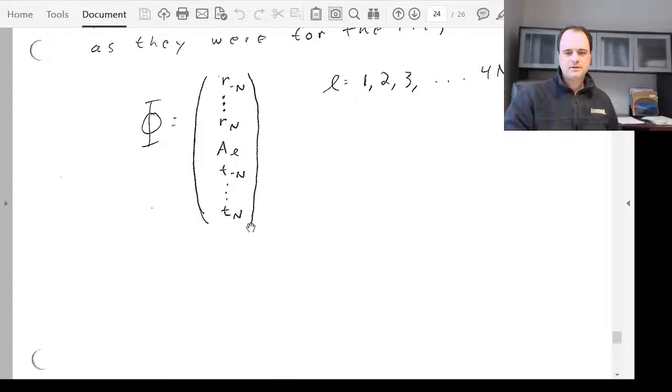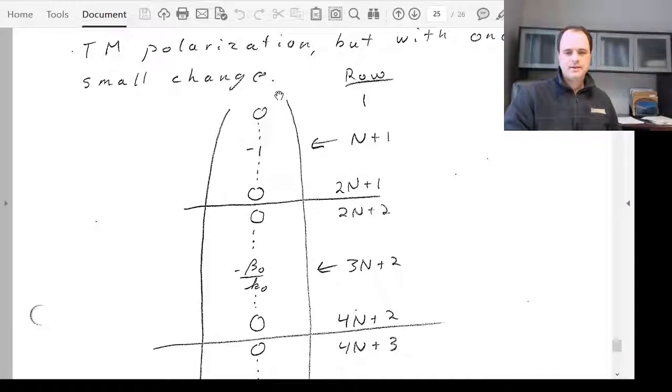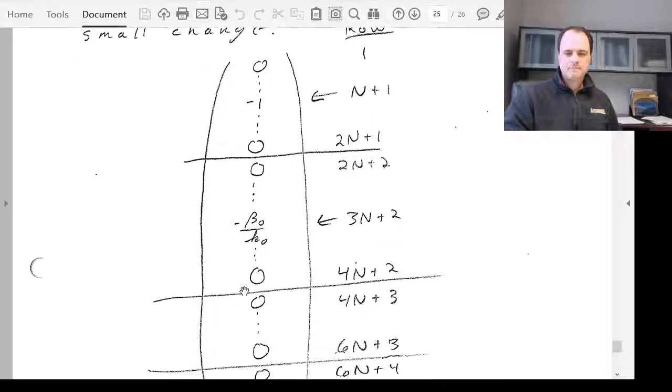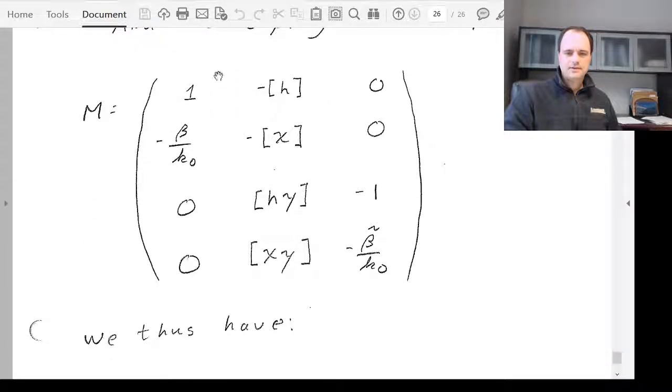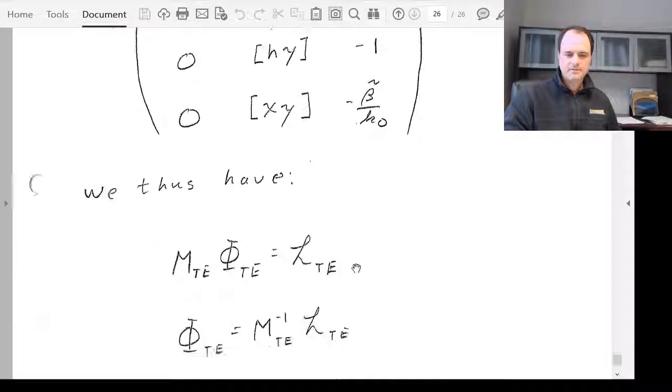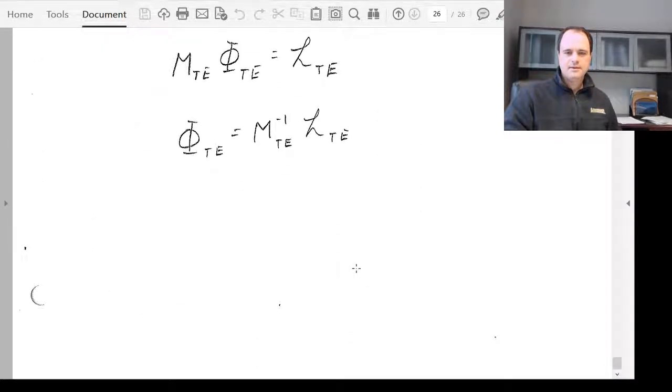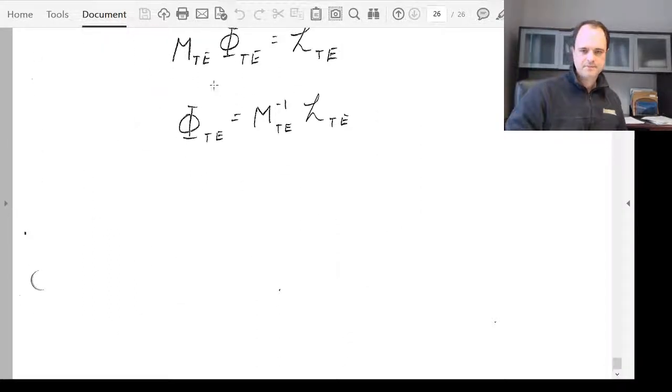Unknown coefficients are the same as before. Incident wave condition very similar, but you don't have the epsilon down here for the TE polarization. And you have the coupling matrix. The only difference between the TE and TM is you don't have the epsilon here and the epsilon there, but you still solve it the same way. All right. So now we are ready to implement this into MATLAB.